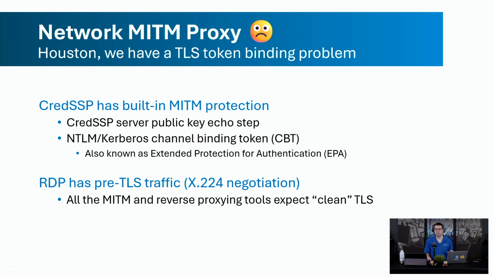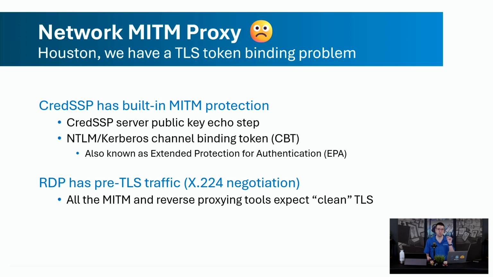The other issue is that RDP has a tiny exchange before the TLS handshake begins. This is called the X.224 negotiation, which negotiates RDP NLA, TLS, or the ancient pre-TLS encryption. This tiny packet here just makes it non-standard, so you cannot use a regular proxying tool that would expect a clean TLS handshake to begin after the TCP connection happens.